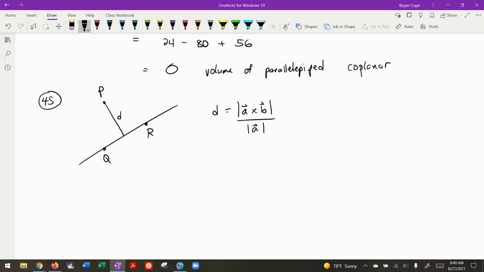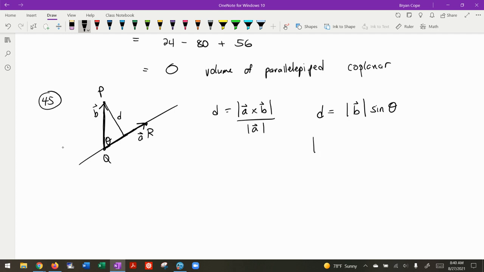Okay, so A is QR. So that's vector A. And then vector B is QP. So that's this vector right here. Okay, so let's see. How can we proceed here? If this is the angle theta between the two vectors A and B, then D is equal to the magnitude of B times the sine of theta. That's D, right? That's the distance that we're trying to find.